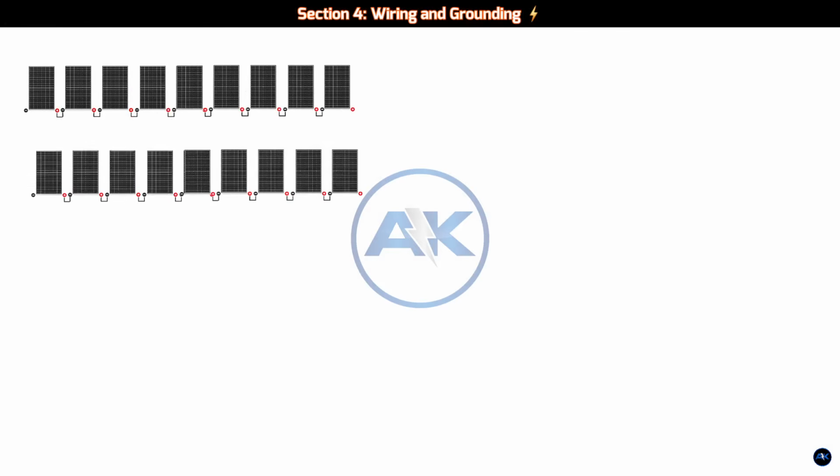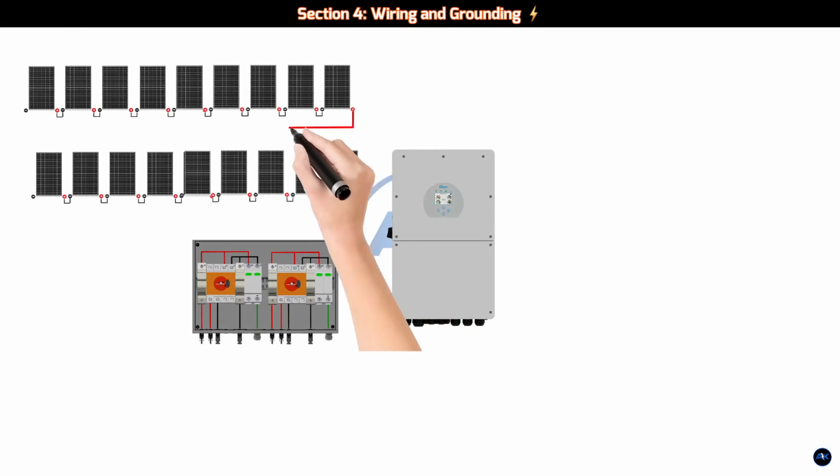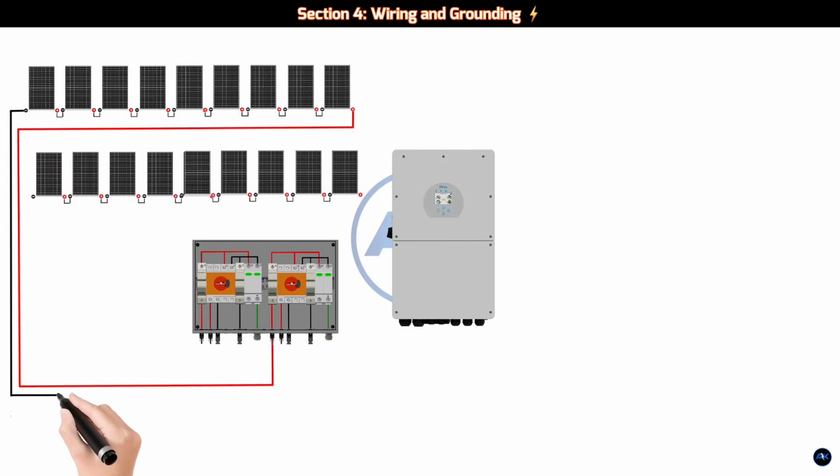Section 4. Wiring connections. Now for the grand finale, wiring connection, DC and AC distribution board. Get this right and you've got a safe, efficient system. Get it wrong and, well, don't get it wrong. Let's start with the DC side. DC wiring. From panels to inverter 1. Mount the panels.